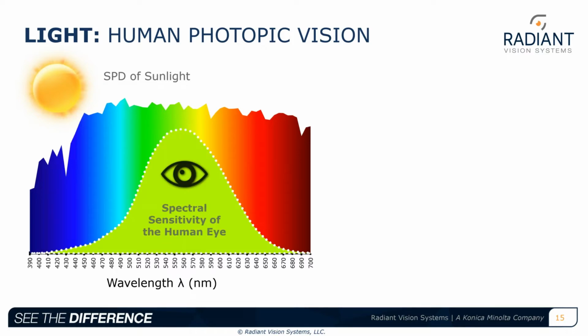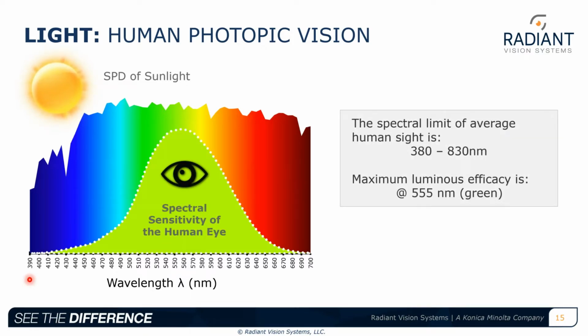So here again, we have our trusty plot going from 390 to 700. In the background, we have the spectral power distribution of sunlight overlaid with the spectral sensitivity of the human eye. What this tells us is that the human eye is most sensitive to green and yellow. And one thing that goes along with that is that that is close to the peak output of the sun. So our eyes are most sensitive where we receive the most radiation.